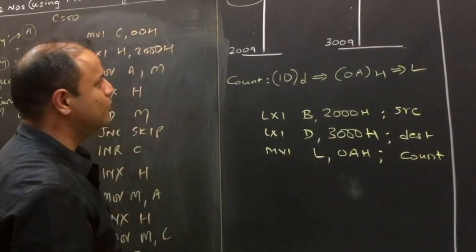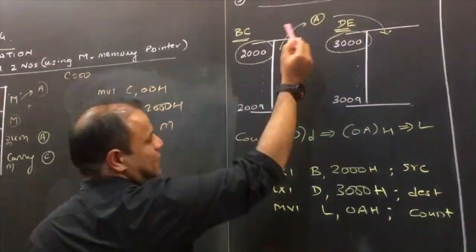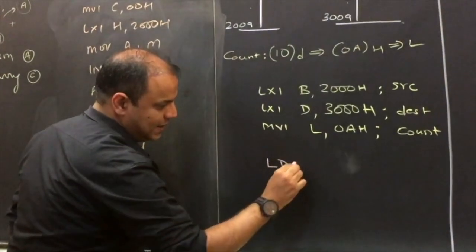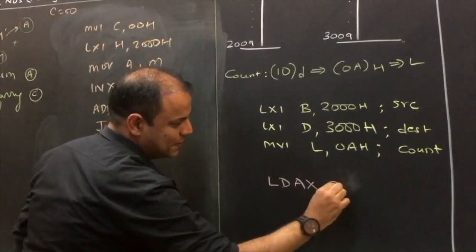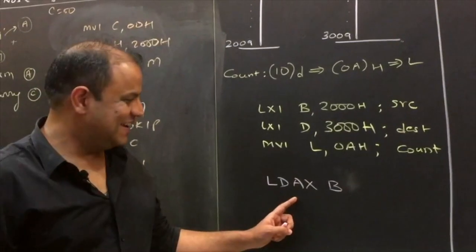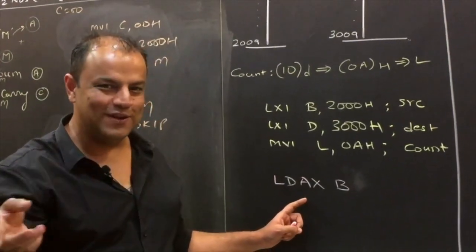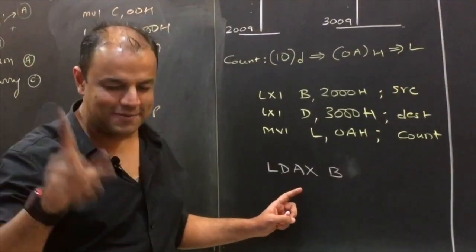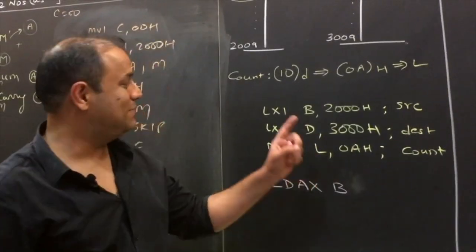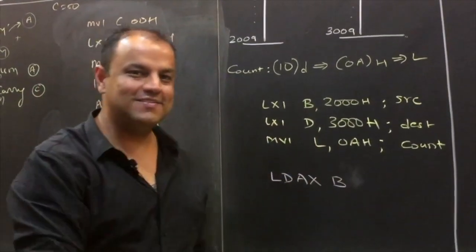Now do your main program. Take the data pointed by BC pair into A. LDAX B. Who gets what? A gets the, you know this instruction, right? A gets the data from the location pointed by BC pair. I repeat, A gets the data from the memory location pointed by BC pair. Because BC pair is 2000, A gets the data of 2000.